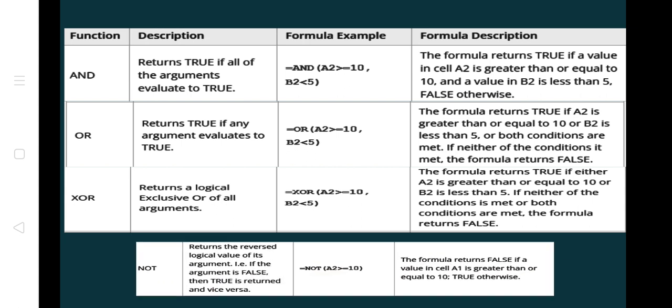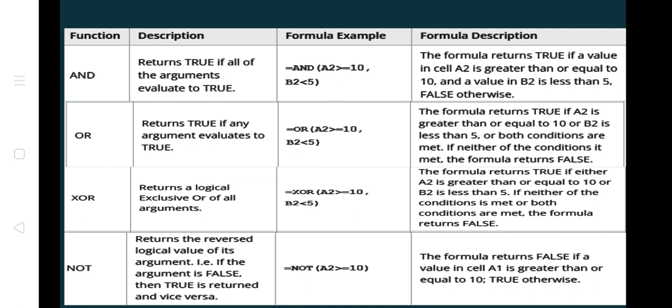Then the last is the NOT function. The NOT function is the complement function. It returns true or false based on whether the condition is true or not. The example is equal to NOT of A2 greater than 10. Suppose in cell A2 we give the value 15. Checking whether A2 is greater than 10, yes, 15 is greater than 10, so the condition is true. But what is NOT of true? NOT of true is false. So this will return the value false.